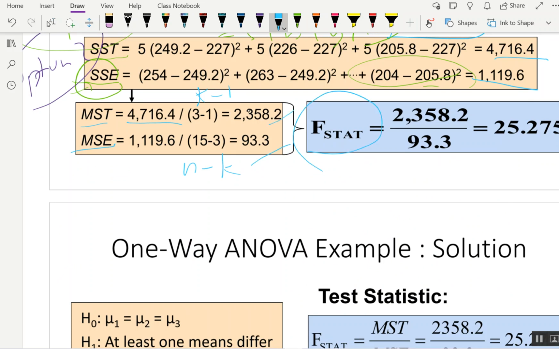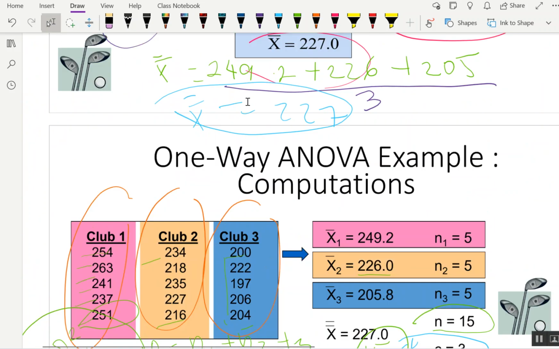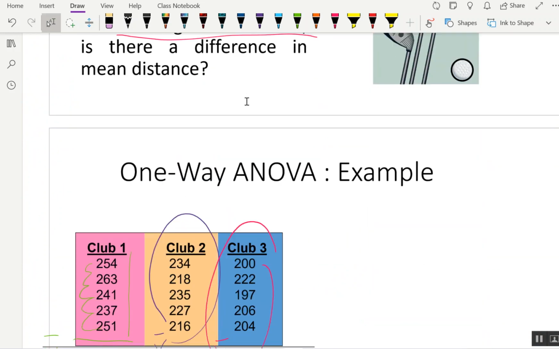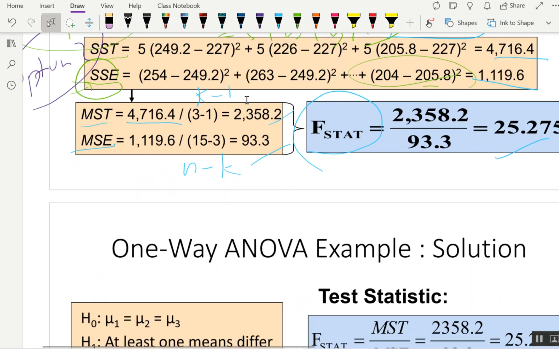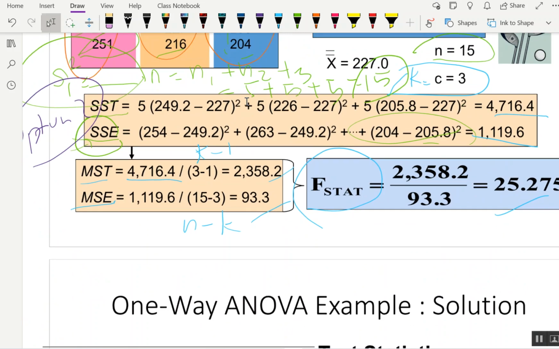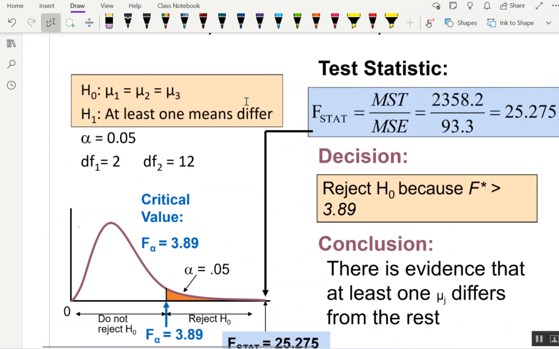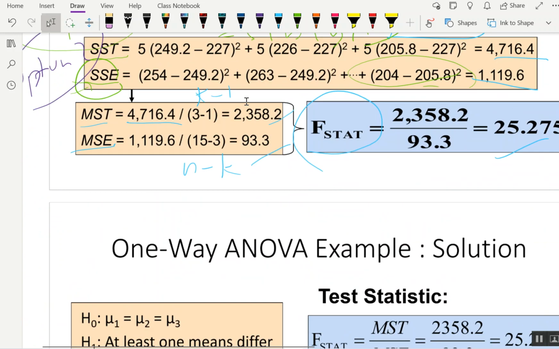What you get next is your F statistic value that you calculate. So you get this value. What is the next step? You need to read from the table. So you know the alpha is 0.05, right? 0.05. What is your numerator? Numerator is 2 and denominator is 12. Okay, how do I know this? We take from this one.